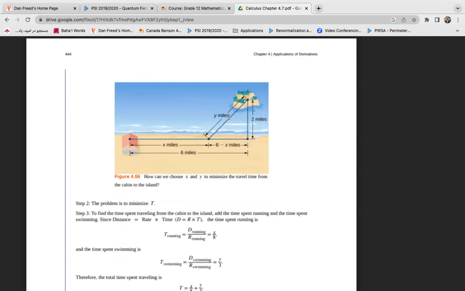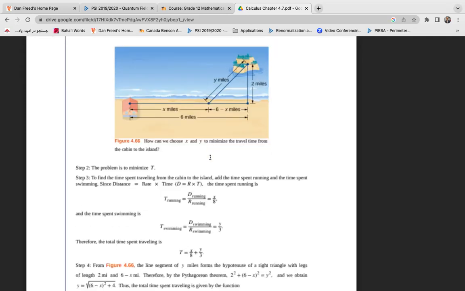T is your function that you want to minimize, and it's a function of x. What is x here? We can assume that you run x miles from the cab towards the island on the shore. You run it first, and then you swim. After x miles running, you swim towards the island.